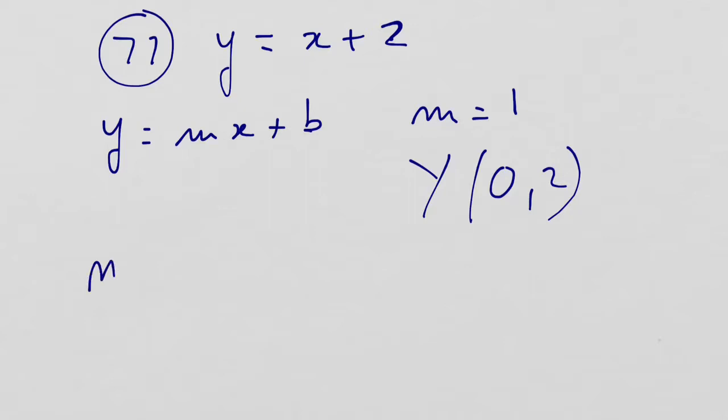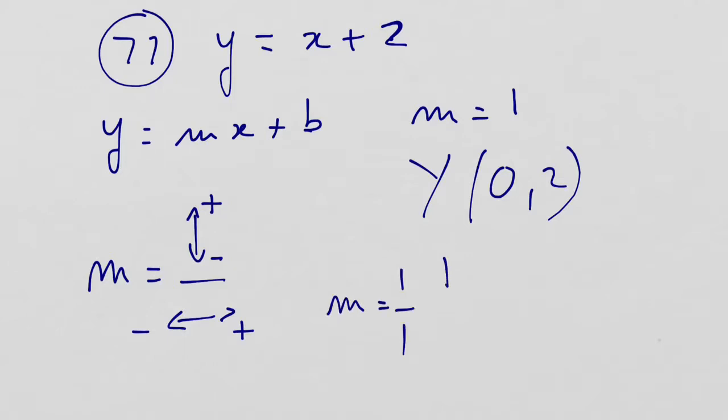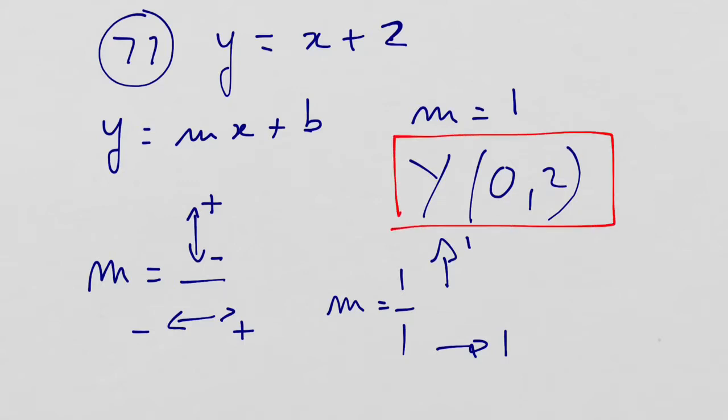Now, my slope is rise over run. When I'm going to the right it's plus, when I'm going up it's plus, when I'm going down it's negative, and when I'm going to the left it's negative. In my case, because m equals 1, which is 1 over 1, I need to go up 1 and to the right 1 unit. From which point? From the y-intercept. That's the whole purpose of knowing the y-intercept.